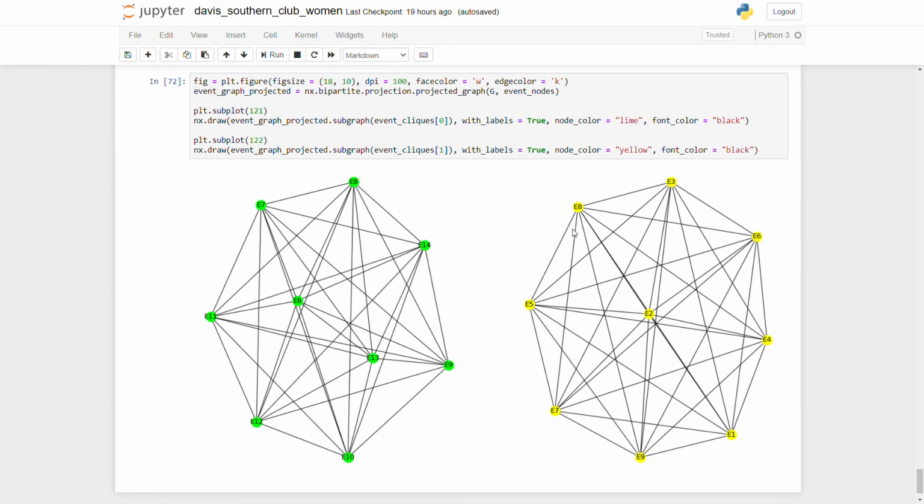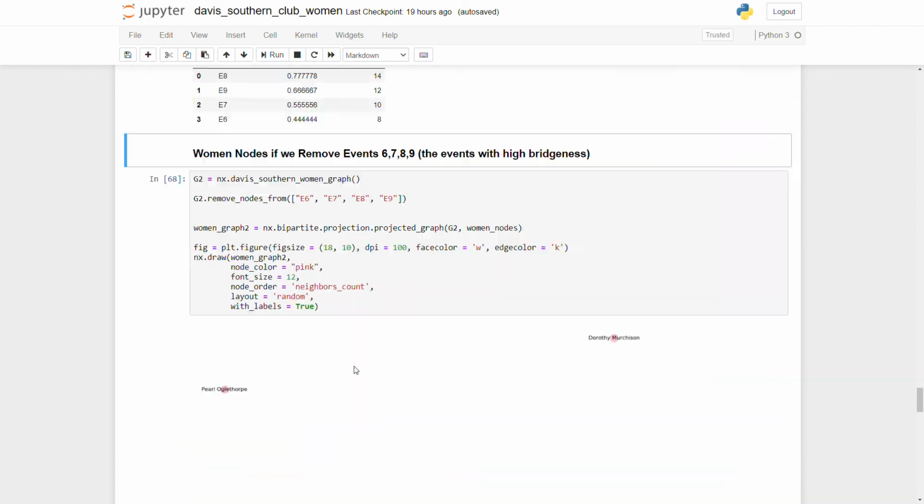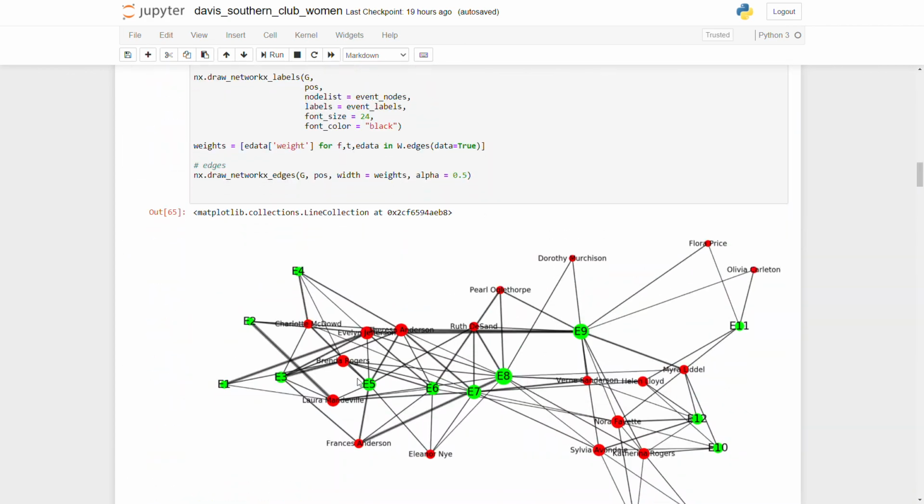So this is really showing what I was already saying above, that there's two distinct groups of clubs or events, the first 5 and the last 5, and then the middle 4 are joining those two because those middle 4 are shared in both these cliques. So that's our presentation.